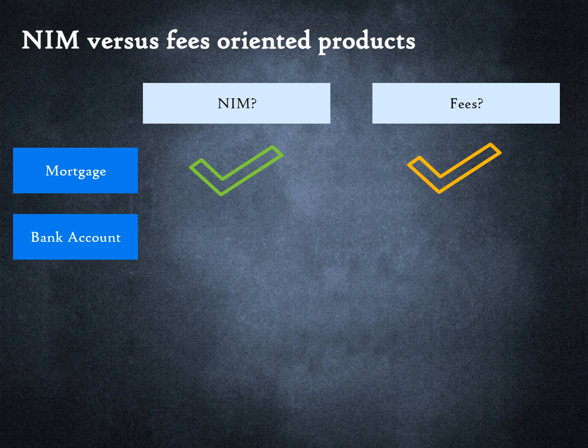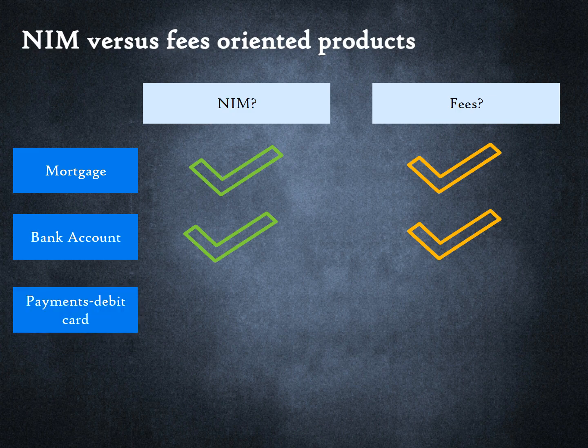Next, consider a bank account. The balances held in the bank accounts and the rate that banks pay on them is a big contributor to NIM. However, consumers and businesses may also pay fees for holding the account. Bank accounts are primarily contributors to NIM, though they indirectly contribute to fees via products like payments that are attached to them. Next, consider payments and specifically debit cards, which is a sub-product within payments. Banks earn interchange fees when we use debit cards. But there is no NIM associated with debit card usage.